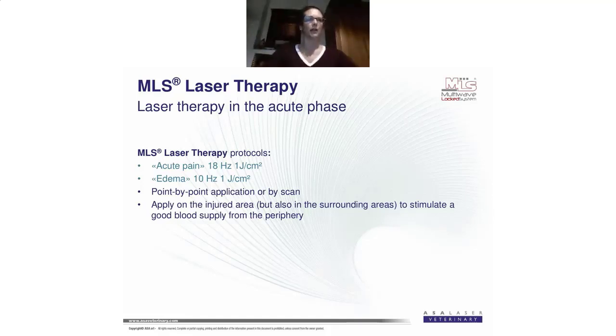Normally on these areas, I use this kind of application. And I apply not only on the injured area, but also on the surrounding areas. If I have, for example, a lesion in the middle of the suspensory ligament, I treat all the ligament from the proximal insertion to the insertion of the branches, not only the point where there is the lesion. Why? Because I need to stimulate a good blood supply from the periphery. So the result will be faster.